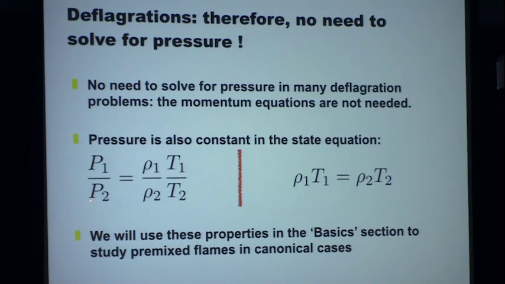Which means also that if you now want to solve the state equation, you can say that P1 over P2 is equal to 1, so the product of ρ by T is going to be a constant. And for many theories, that's going to be useful, and Paul is actually going to use it tomorrow.